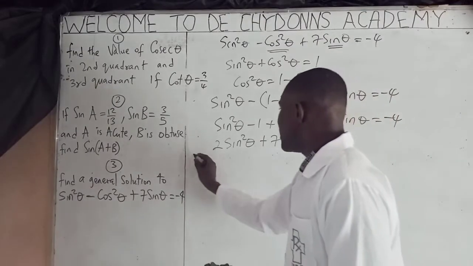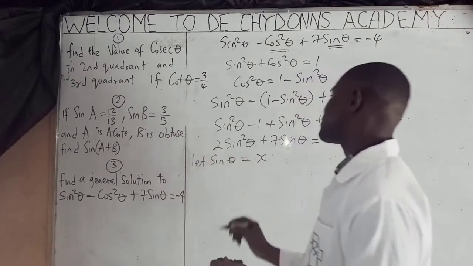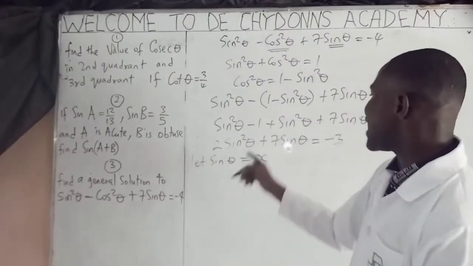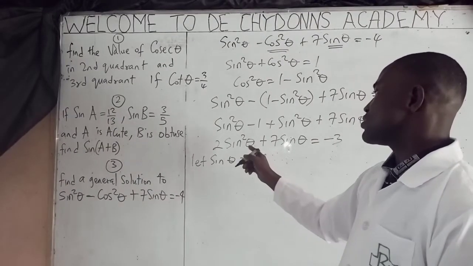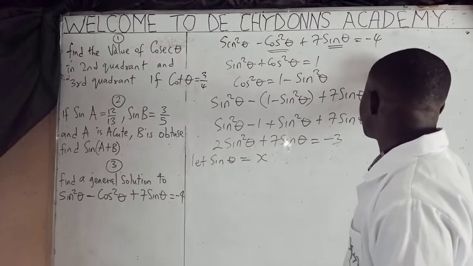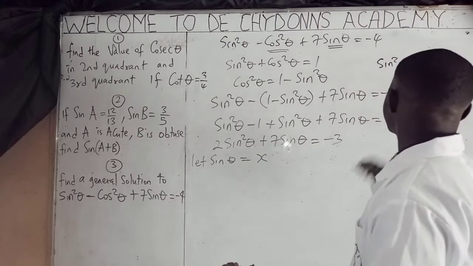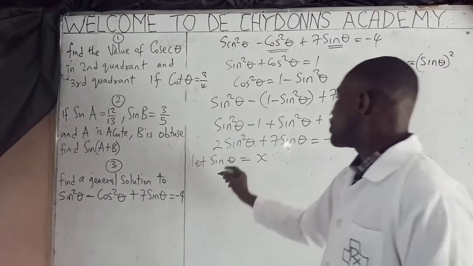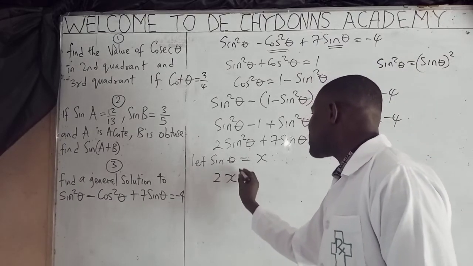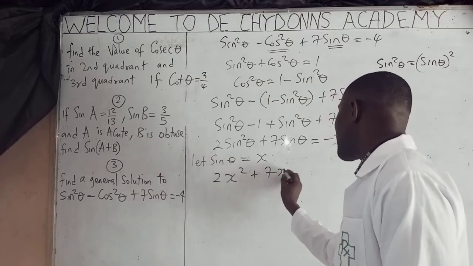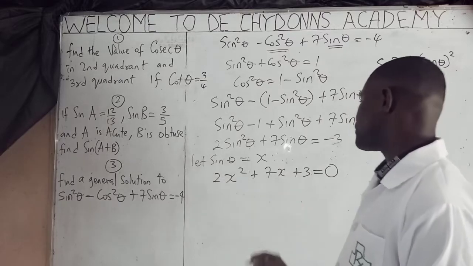Then I say let sin theta be x. Use an alphabet, replace this sin theta. Sin squared theta means sin theta all squared. Please, sin squared theta is equal to sin theta all squared. Please note it. So we now say, since this is sin theta equal to x, we say 2x squared plus 7x. This comes the other side plus 3 equals to 0.